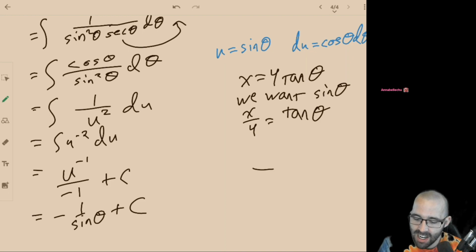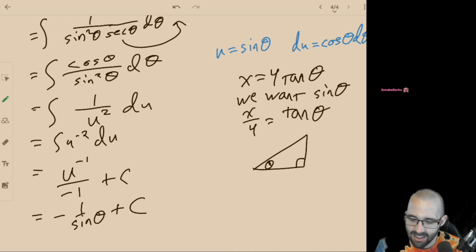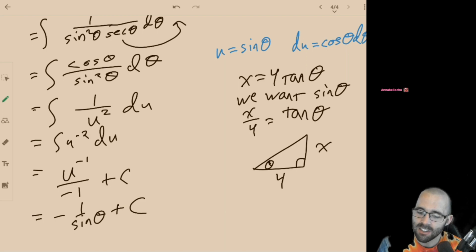Let's draw a triangle. Everyone loves right triangles. It's trig time. If this is our angle theta, come on, be theta-ier than that. This is opposite over adjacent. So what's the sine of theta? This is what we want. Sine of theta is just opposite over hypotenuse. Well, what's the hypotenuse?